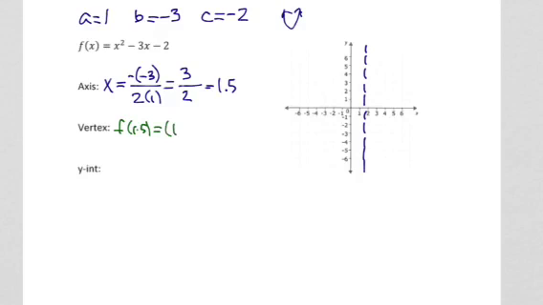So that means 1.5 squared minus 3 times 1.5, and then minus 2. And again, I got a calculator for that. So my vertex has an x-coordinate of 1.5, and then if I do that all on my calculator, I end up with negative 4.25. So that means on that line I just drew here, just down past negative 4, that's where my vertex is.